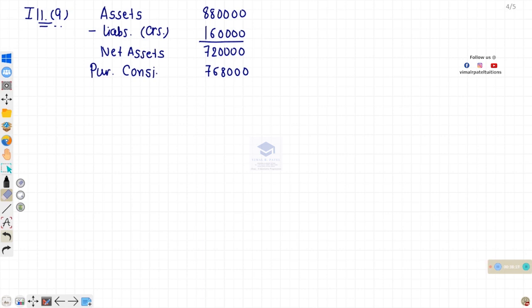So when purchase consideration is higher than net asset, the difference is goodwill. That is 48,000. Purchase consideration minus net asset.